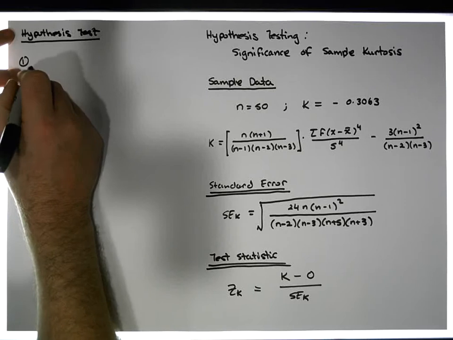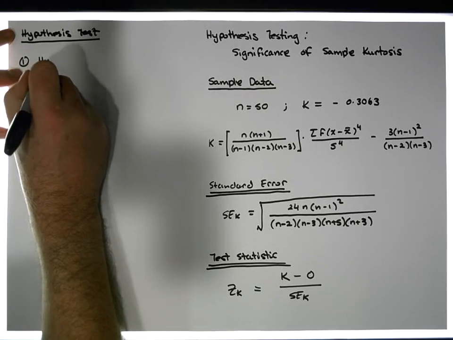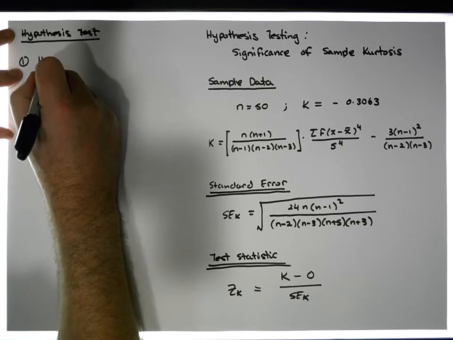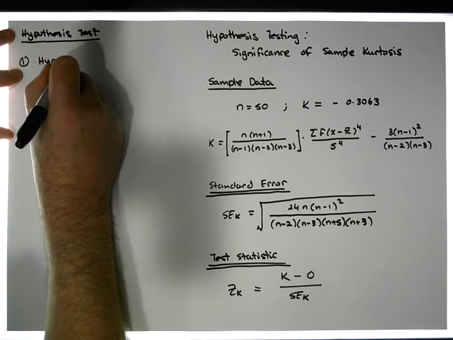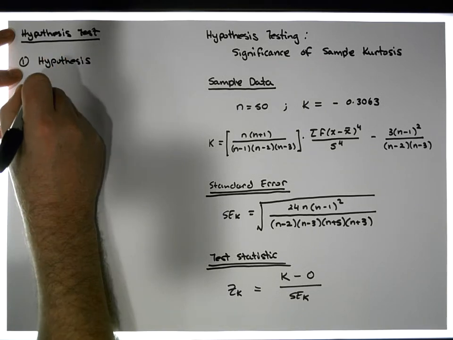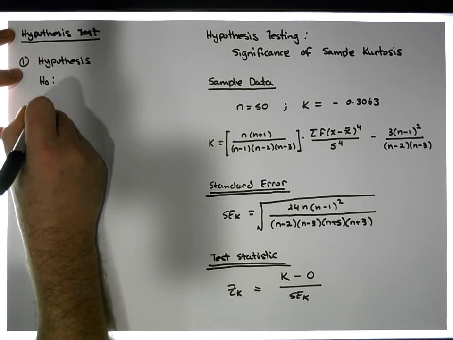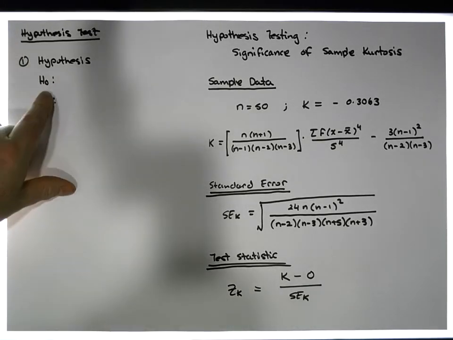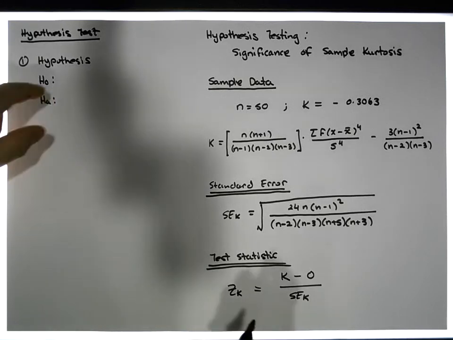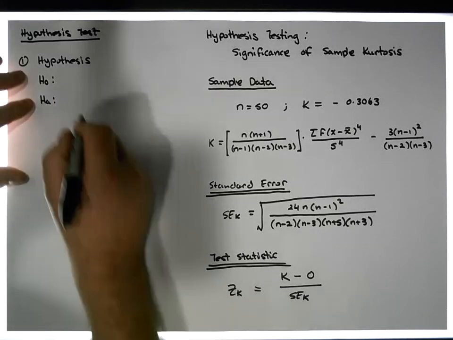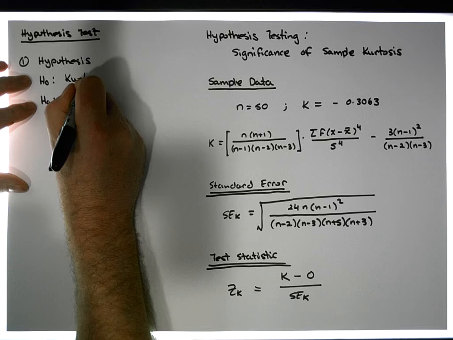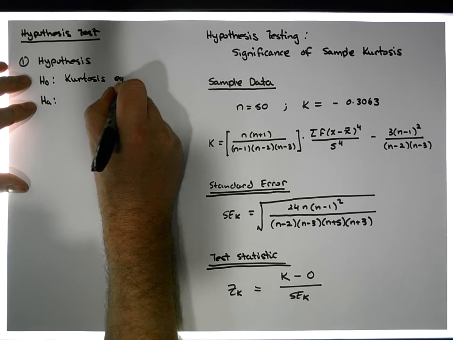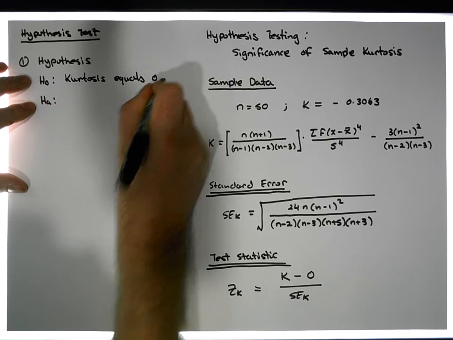First position, the null hypothesis. Sorry, the first step is to define the hypothesis. So the hypothesis has a null position and an alternative position. The null position is that there is zero kurtosis, or that the distribution in fact isn't peaked and isn't flat. So that the kurtosis equals 0. That's the null position.